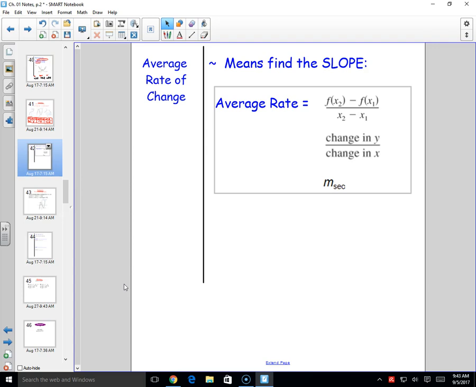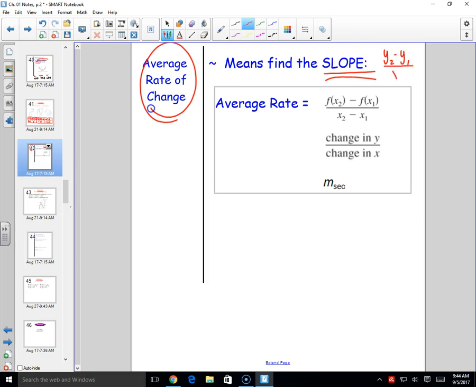But that's okay. We have 2 more formulas. The first one is average rate. And I just want you guys to know average rate is the same thing as find the slope. So it's going to look a lot like y2 minus y1 over x2 minus x1.